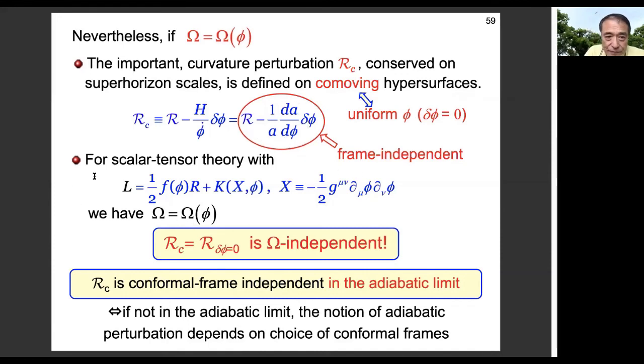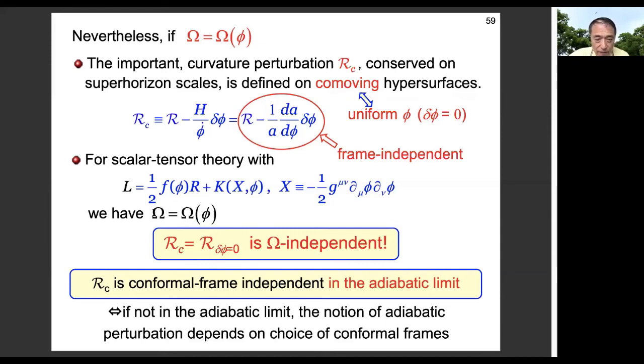For example, take scalar-tensor theory, which as I said has some function. This is the Lagrangian for phi, which couples to the scalar curvature like this. You can transform this into the Einstein frame with some function omega, which is given in terms of this function f. Then in this Einstein frame, you can compute the curvature perturbation, but this curvature perturbation, of course, is computed at delta phi equals 0.